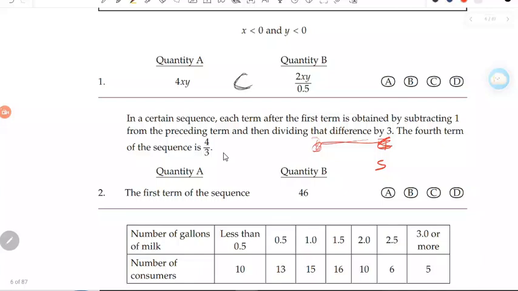So let's move on. 5 times 3 is 15, plus 1 is 16. That is the second term. We are now at the first term, so we do the same. We multiply by 3. 16 times 3 is already more than 46. So A is greater.